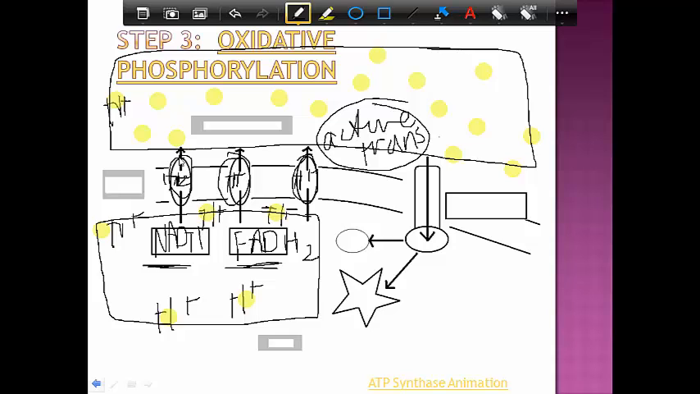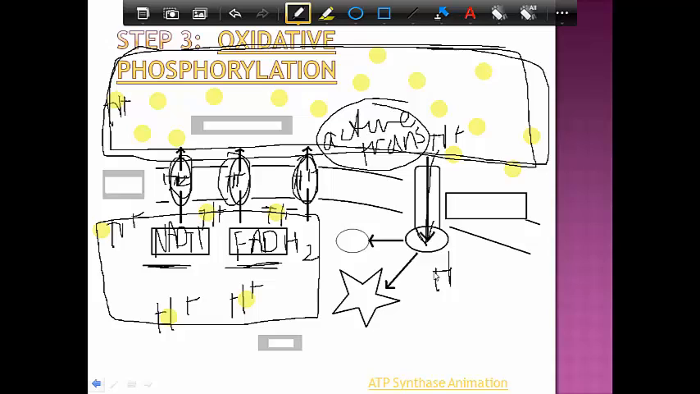All right, so if we've got lots and lots of hydrogen ions up here in that intermembrane space, now they can go through another protein channel right here. I'm going to draw this hydrogen ion in. It's going to go through the protein channel and to this side, H+, back to the matrix.